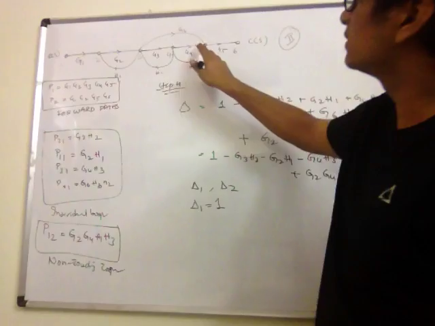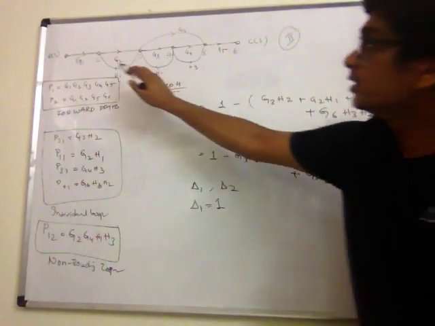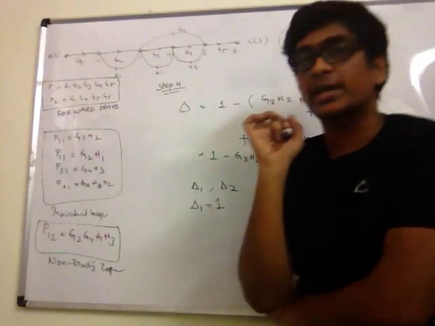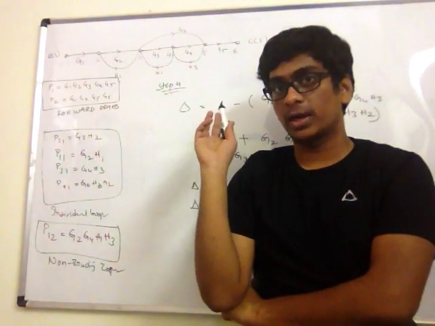G1, G2, G6 and G5. That is our second forward path. Look at it.